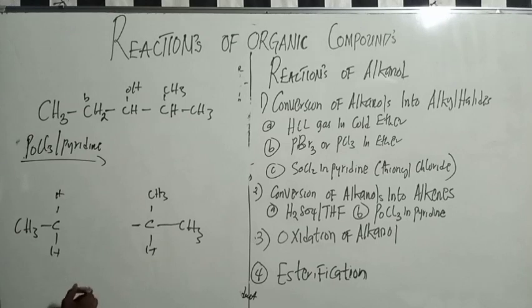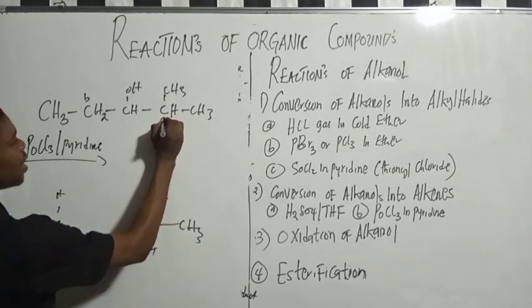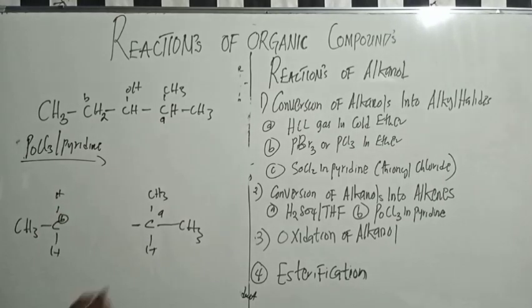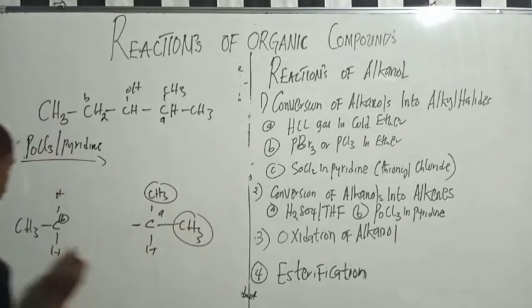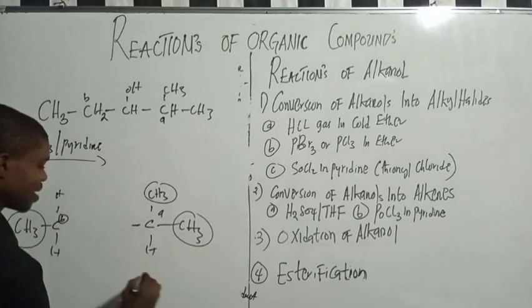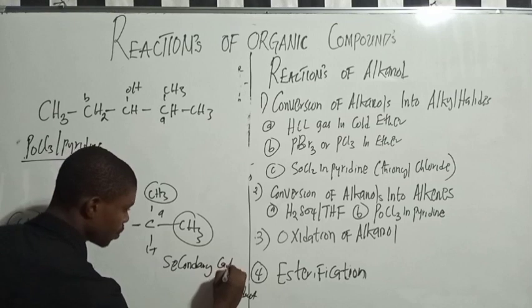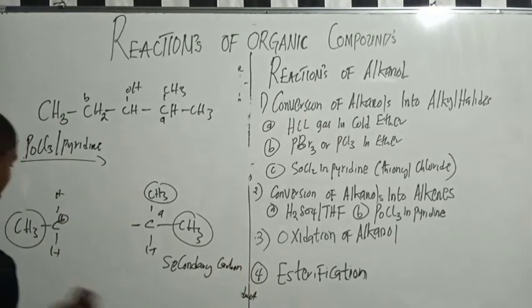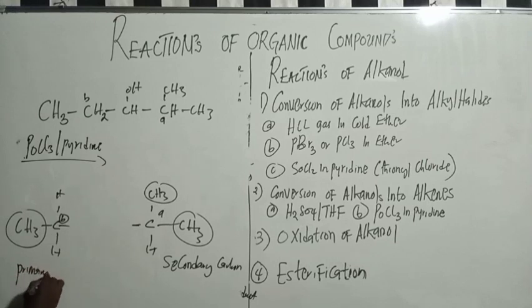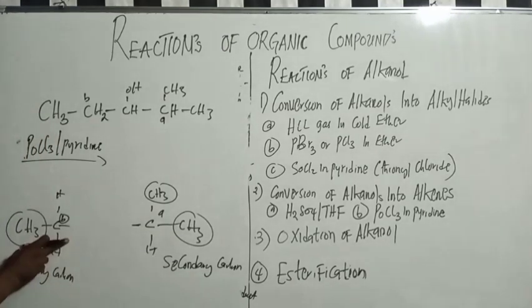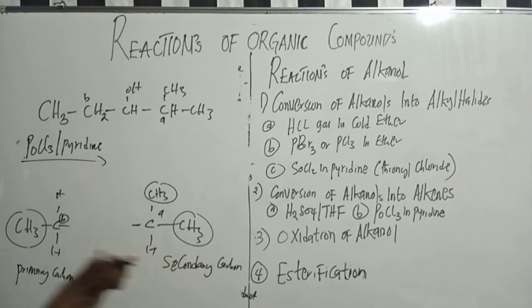You see that? So here we have A, here we have A, and here we have B. Now if you check it very well, this one has two methyl groups, this one has only one alkyl. This one is secondary, secondary carbon or secondary alkyl group. Now this one is called primary, primary carbon or primary alkyl group. The secondary is more stable than primary.